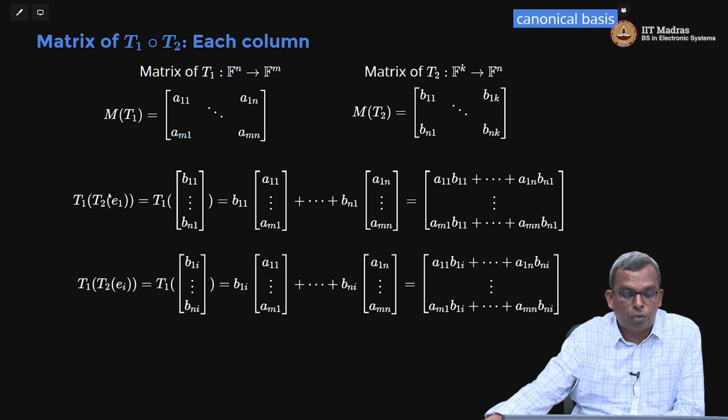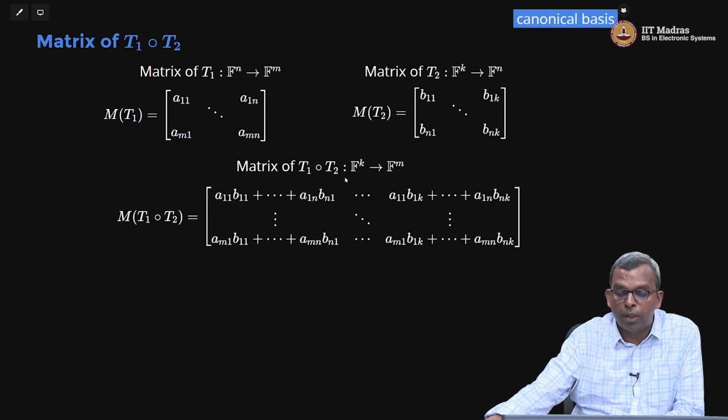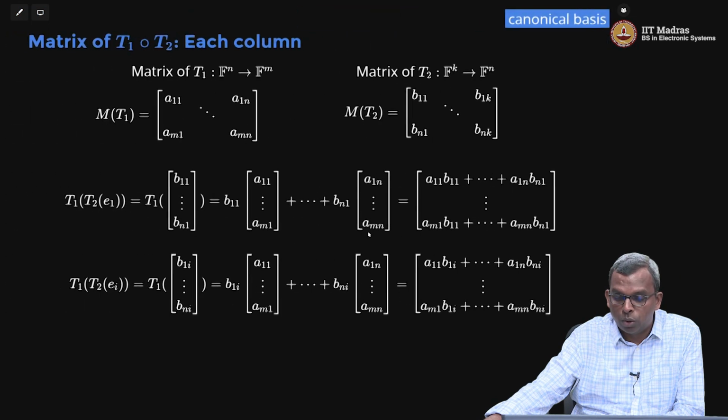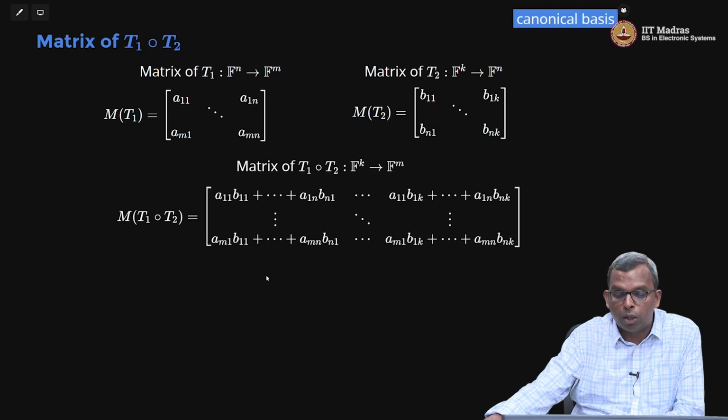Okay. Now, to find the final matrix, it is just a question of putting this all together. So, the matrix of T1 T2 from Fk to Fm is an m by k matrix, and every entry will look like this, right. So, the first row was this, and you can go through and find out that every entry will look like this. I hope this is clear. So, we found the first column, the ith column was this. I have just repeated the same thing column by column. So, the first column was this guy, second column, and the last column was simply this guy. Okay. So, I hope this is clear.